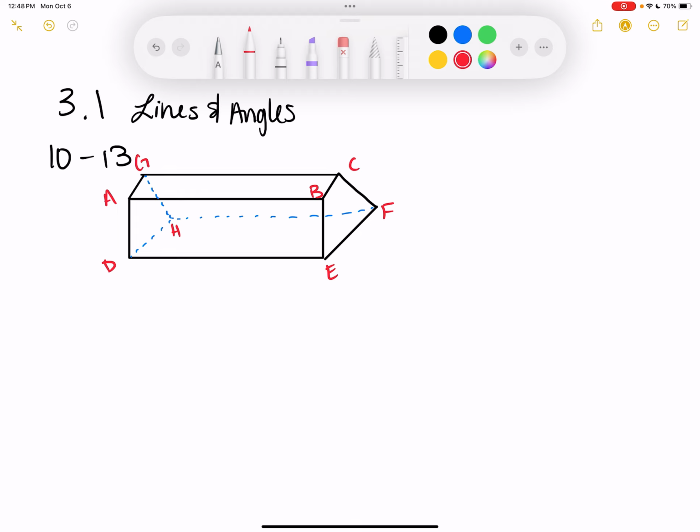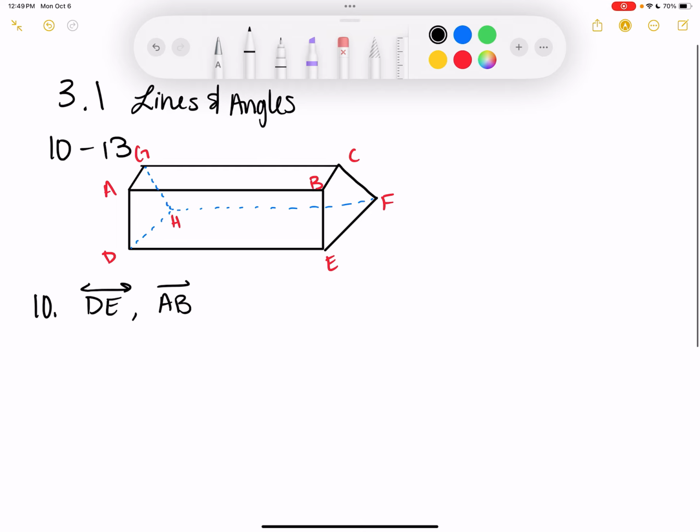It's not perfect. So, number 10, and you don't have to copy the picture over when you do your homework. You just need to copy this statement and fill in the blank. So they say that DE, and these are all lines, I'm just not going to say line every time, AB and GC are blank. And so we're filling in the blank.